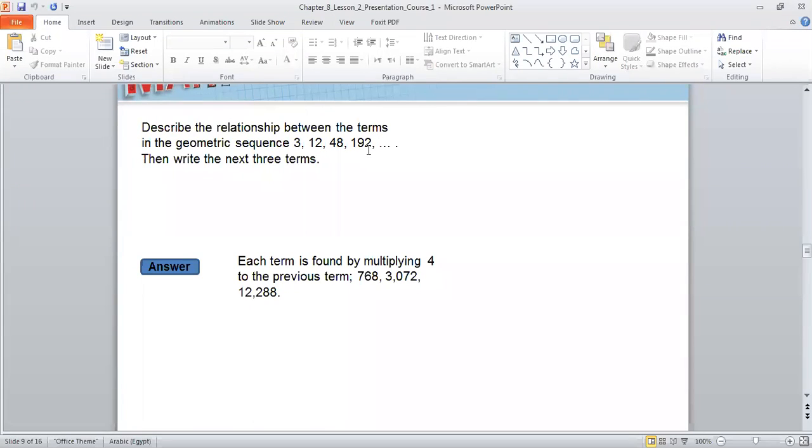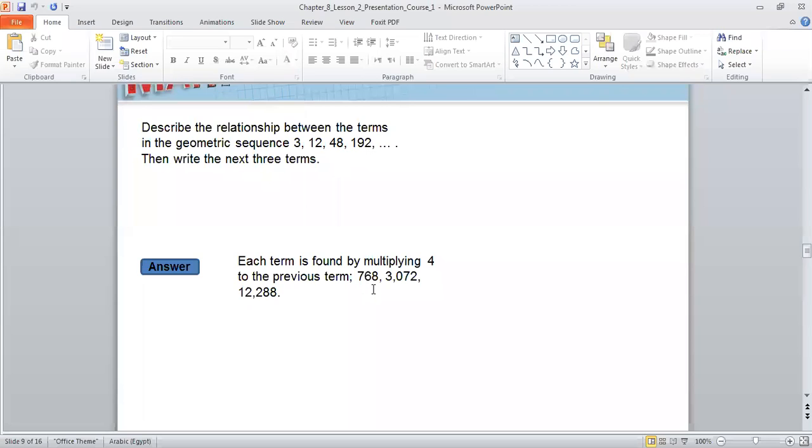48 multiplied by 4 is equal to 192. If I need the next 3 numbers, look with me. I will multiply 192 by 4. So if I multiply 192 by 4, it gives me 768.